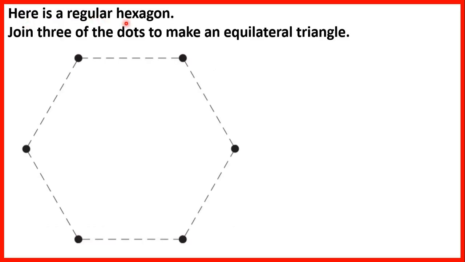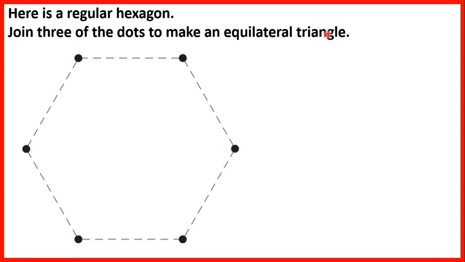Here is a regular hexagon. Join 3 of the dots to make an equilateral triangle. So a hexagon is a 6-sided shape, and the word regular tells us that all of these lengths are the same size. Now we need to join 3 of the dots to make an equilateral triangle.